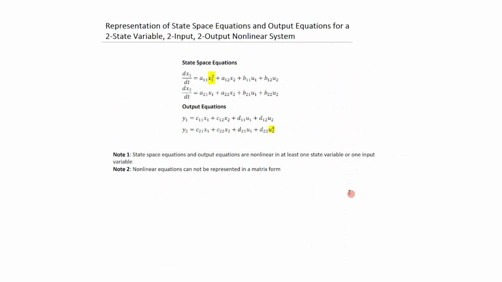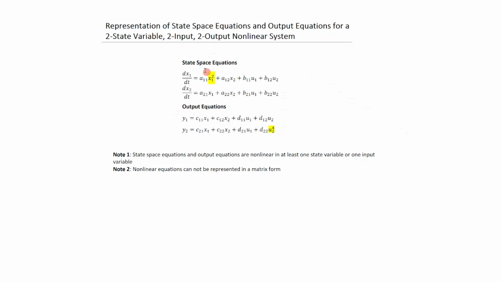Now we can also have a nonlinear system. In this case, for example, we'd have two state variables, two inputs, and two outputs. If we look at this set of equations, here are our state-based equations, but this is not linear in x1. So we have one term here which is nonlinear. If we look at the output equations, this one's linear, but this one's not because it involves the fourth power of one of the input variables.